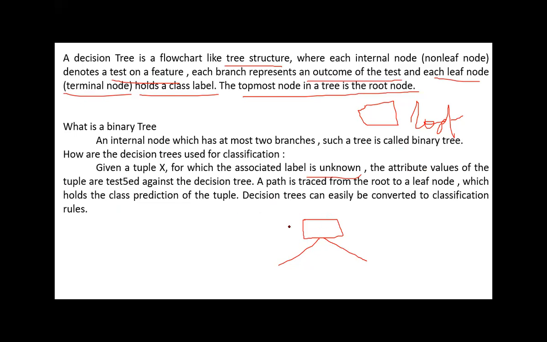Very simple. We compare first with the root node. That gives you the way: whether to go to the left side or the right side, which branch I should take. If we go according to the path, you'll reach the leaf node, which is nothing but your final label. This is very easy to trace in a decision tree.